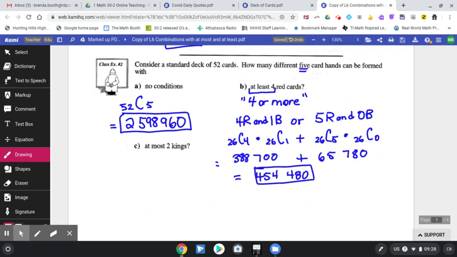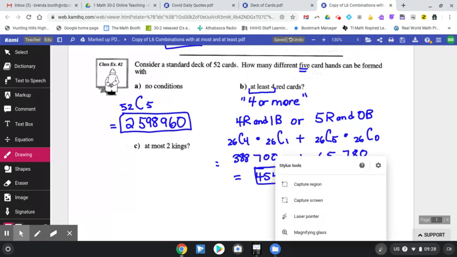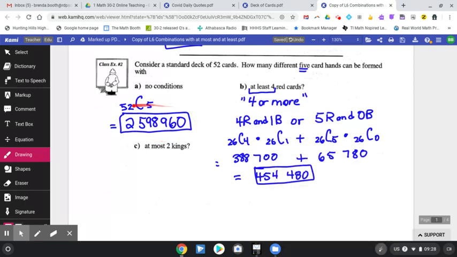Okay, so remember what we're doing there is we're saying, in question A, here's how many 5-card combinations we could make with no restrictions at all. Here's how many 5-card combinations we can make that have at least 4 red cards. And then our final one here, C, at most 2 kings. So at most 2, you could say no more than 2, you could say 2 or less.